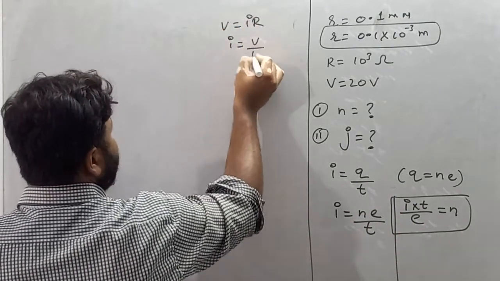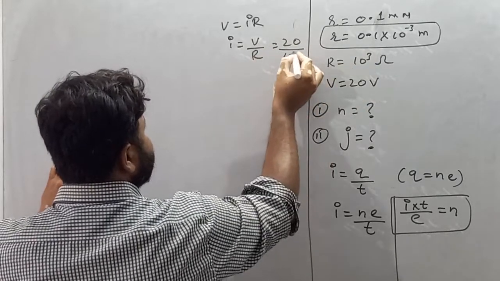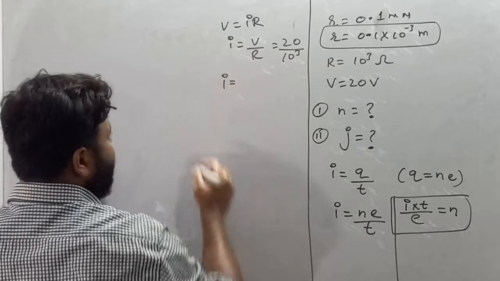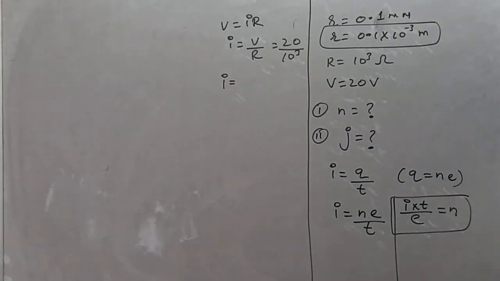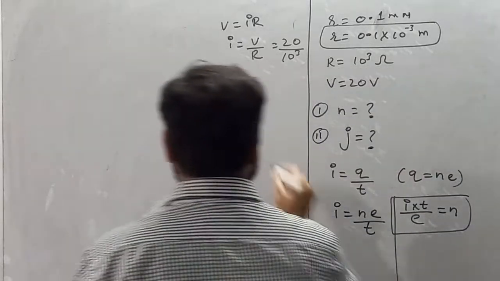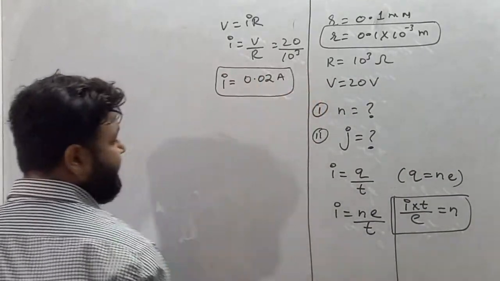So I is equal to V by R. V is 20 and R is 10 raised to the power 3. So I becomes equal to 20 divided by 10 raised to the power 3. After solving this, you will get 0.02 ampere. So this is the value of current.